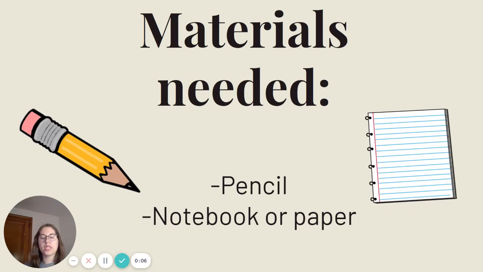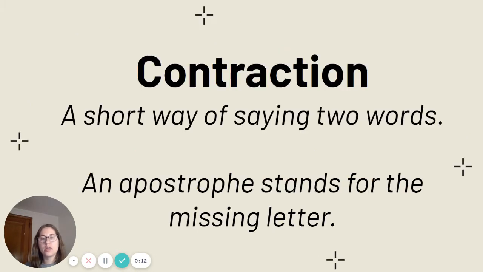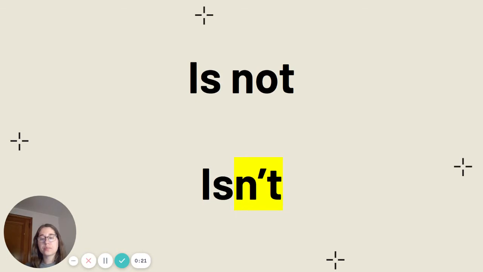Today you will need a pencil and a notebook or a piece of paper. We are going to be looking at contractions with the word not. Remember, a contraction is a short way of saying two words, and an apostrophe stands for the missing letter.